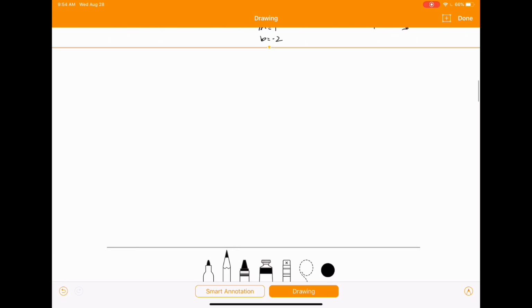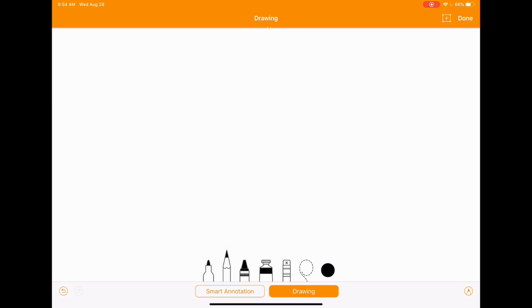Now, if you wanted to do this just algebraically without graphing, you can use either the substitution or elimination method. So let's go ahead and just talk about substitution first. So let's go ahead and look at an example of that. Let's say we've got y equals x plus 1 and 3x minus y equals 2.